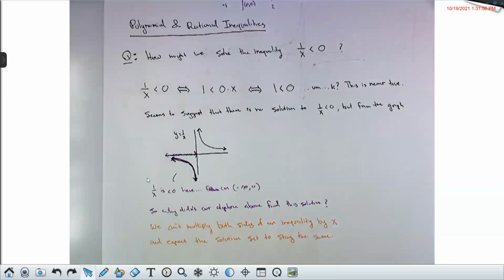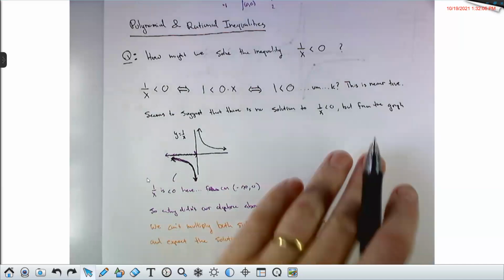I'd like to describe those legal operations to you now, and then give you a procedure for solving inequalities of this type. So. Operations we can do with inequalities.